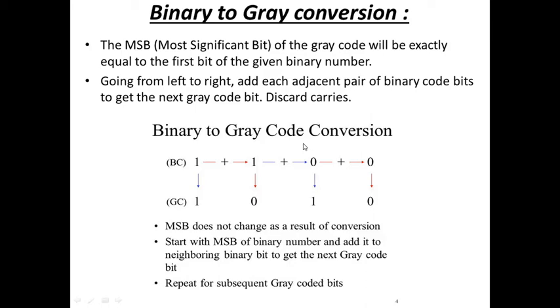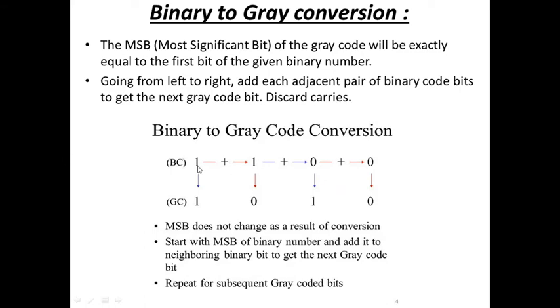Next is the reverse, that is binary to gray conversion. Again, the MSB of the gray code will be the same as that of the binary number. So you will be given a binary number like 1100, the same as the last example. Just copy the MSB, so 1 will come here. Now you're going to make a gray code. Going from left to right, add each adjacent pair of binary code bits to get the next gray code bit. Discard the carries.